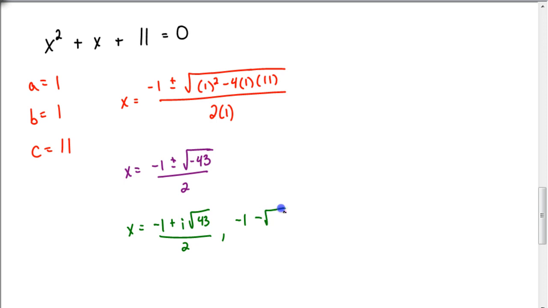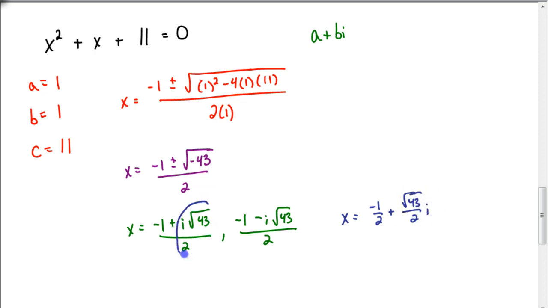and negative 1 minus i times the square root of 43, all divided by 2. Now remember, again, I'm assuming you already have talked about this, but we want to have our answers in the form a plus bi. So we're going to take these two fractions and break them up into two pieces, because sometimes we can simplify these further. So for this one, your answer would be x equals negative 1/2 plus square root of 43 divided by 2 times i.